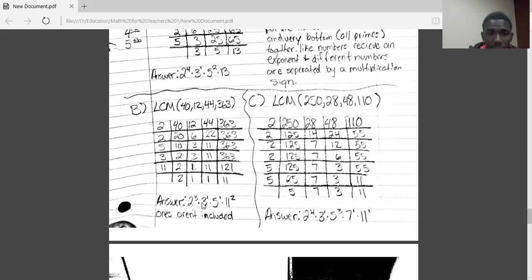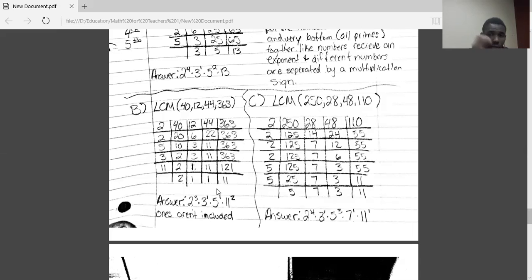Boom, bring that down. And then if there's a 1 on the bottom or the far left side, we're not going to worry about that, okay? We're just going to skip that and not write it down at all. So you have 2 appear 3 times, so 2 to the 3rd times 3 to the 1 times 5 to the 1, and then 11 appears twice, so we're putting 11 squared, okay? Remember, 1s are not included.